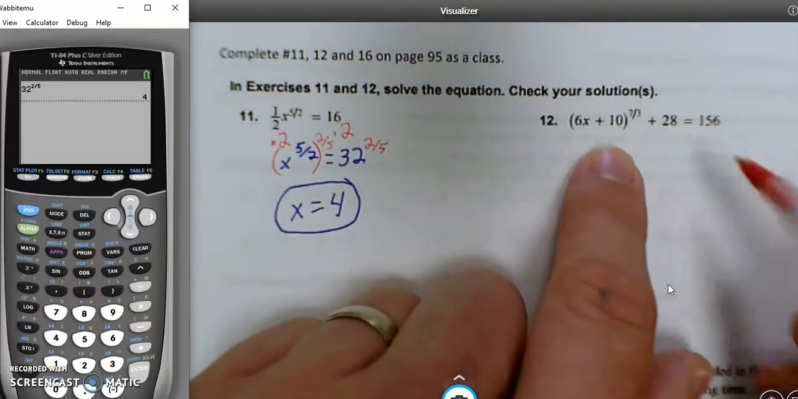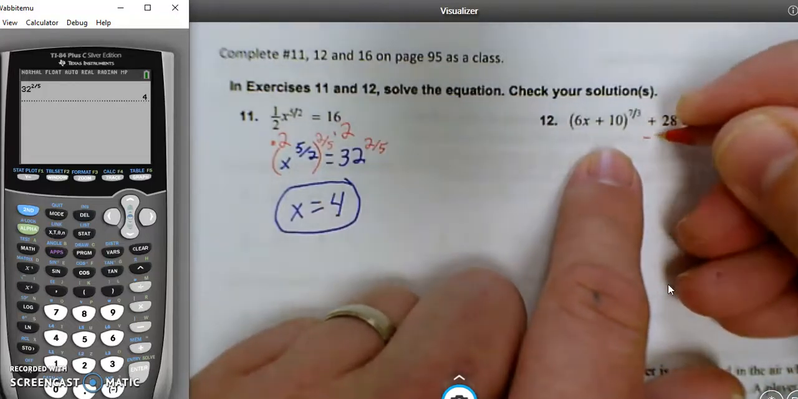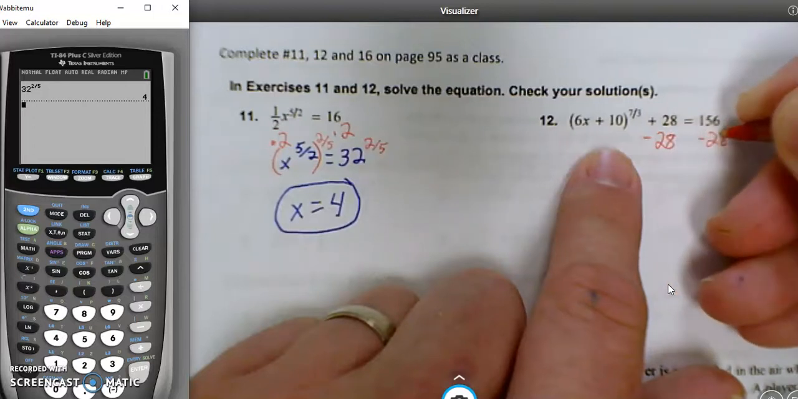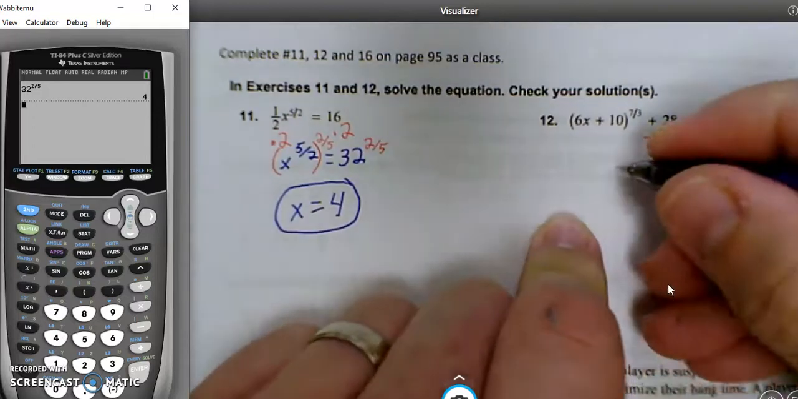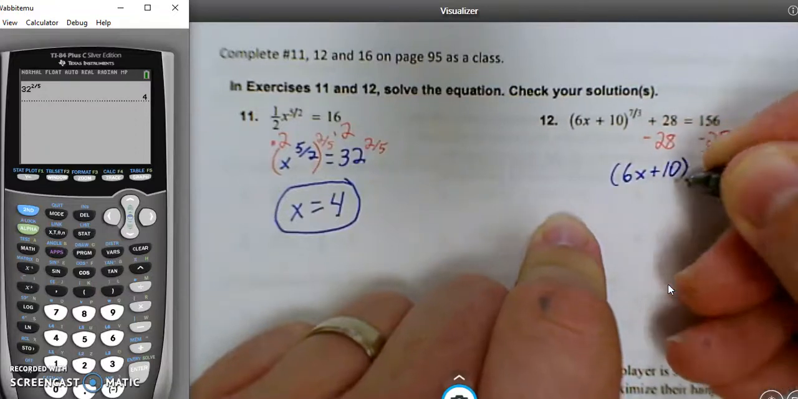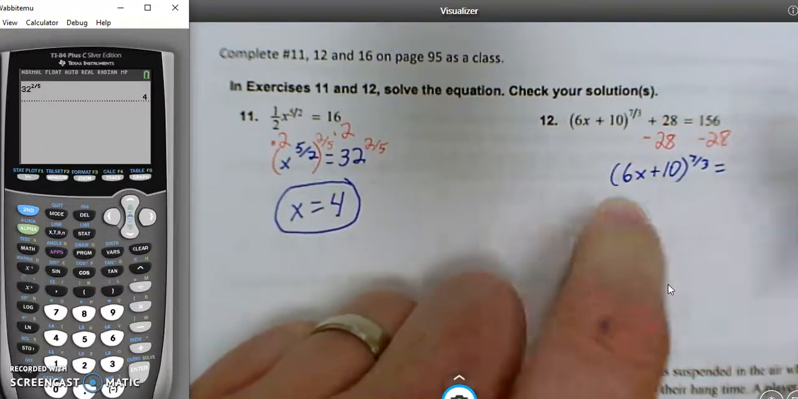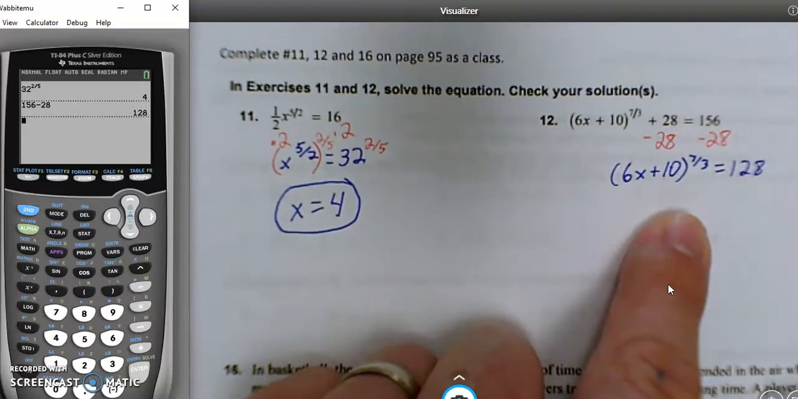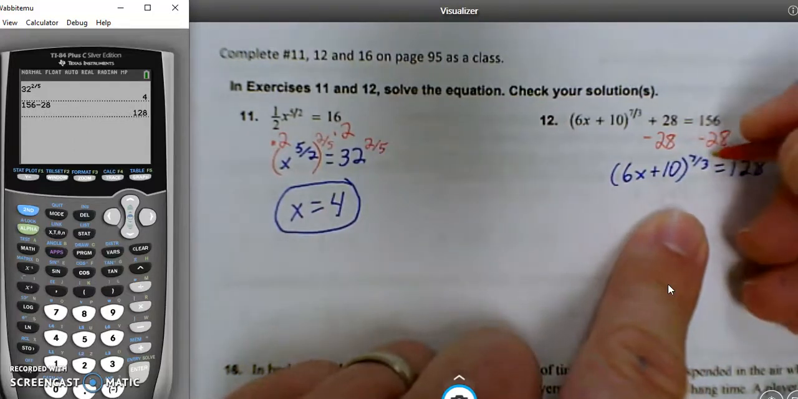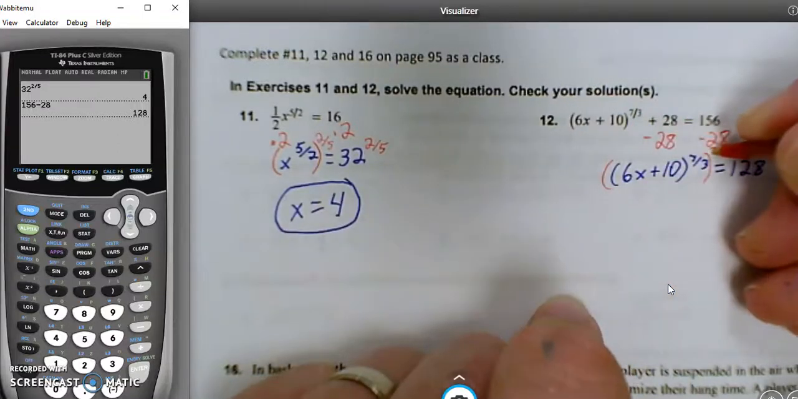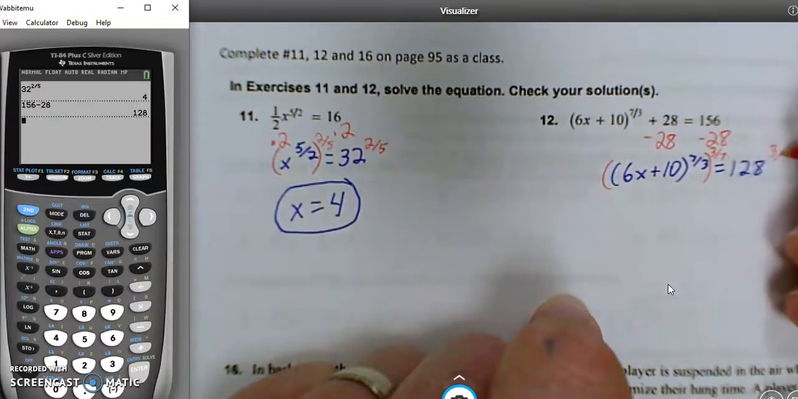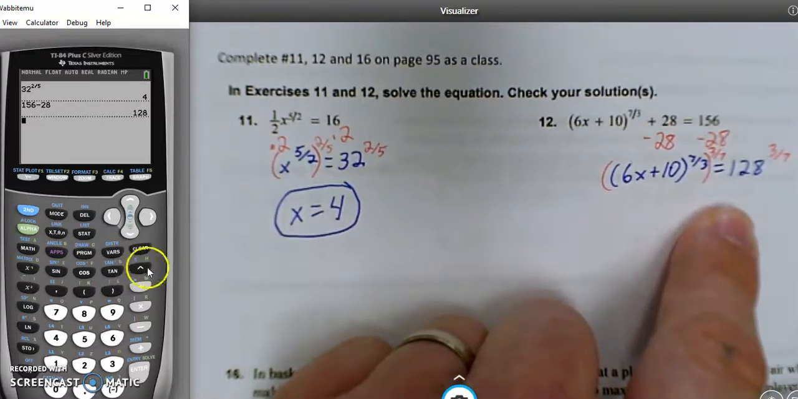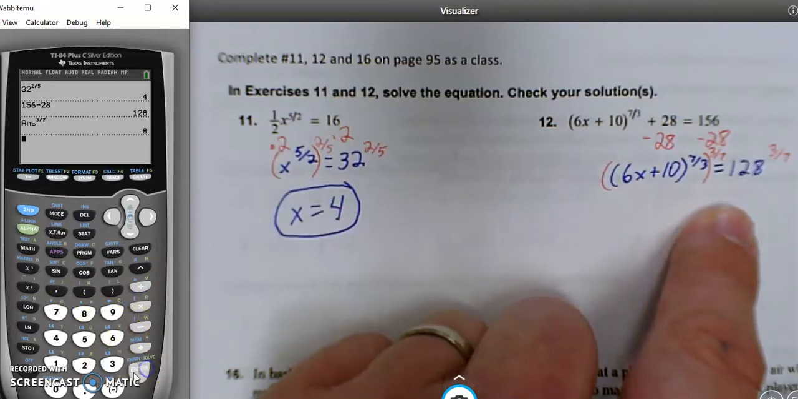Here, you do actually need to subtract the 28 first, right off the bat, before getting into this one. So I'm going to have 6x plus 10 being raised to the 7/3 equals, and then 156 minus 28 ends up being 128. Alright, now I'm ready to cancel out my exponent. Since it's 7/3, I'm going to use an exponent of 3/7. Definitely going to use my calculator here. So 128 to the 3/7 ends up being 8.